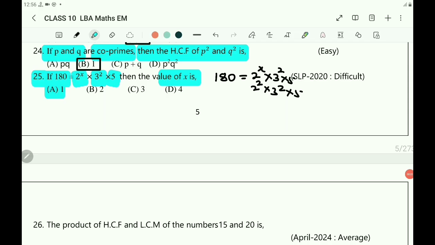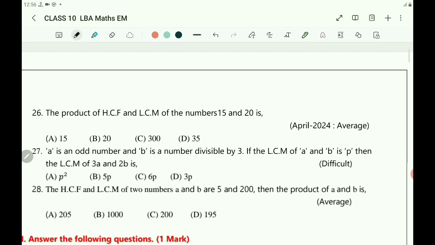Option A, 1, is not an answer. Option B, 2, is an answer. Option C, 3, is not an answer. Option D, 4, is not an answer. So take the answer option B. It is the correct answer, x equals 2.